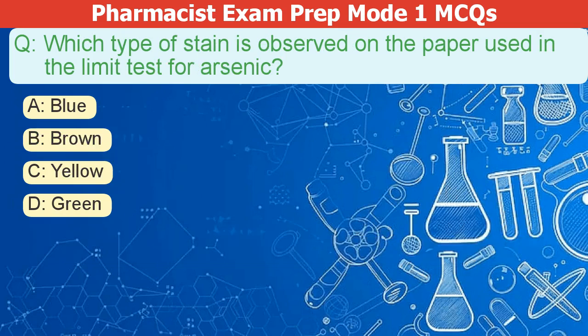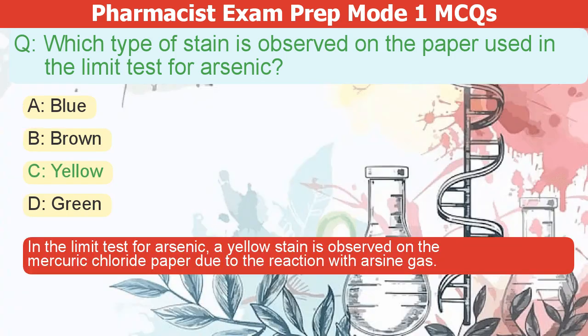Which type of stain is observed on the paper used in the limit test for arsenic? A. Blue. B. Brown. C. Yellow. D. Green. The correct answer is C. In the limit test for arsenic, a yellow stain is observed on the mercuric chloride paper due to the reaction with arsine gas.